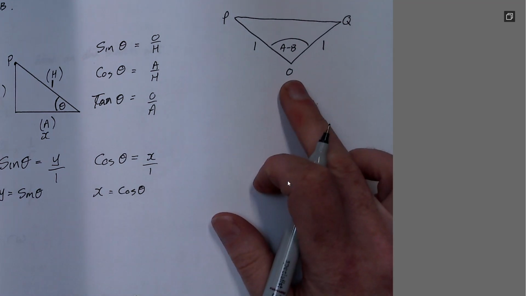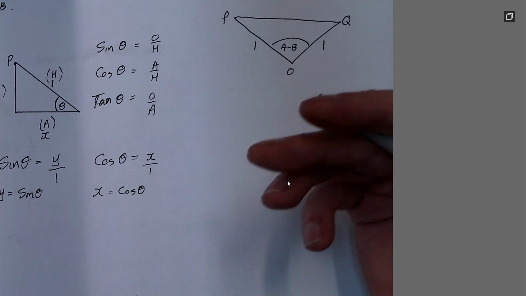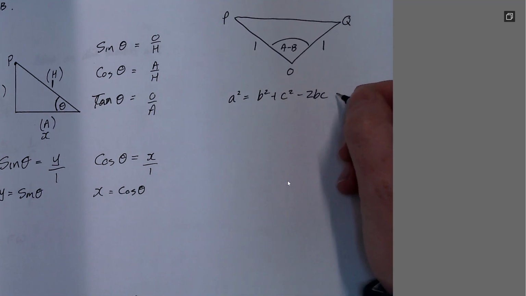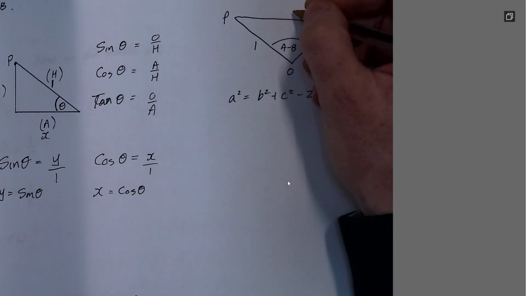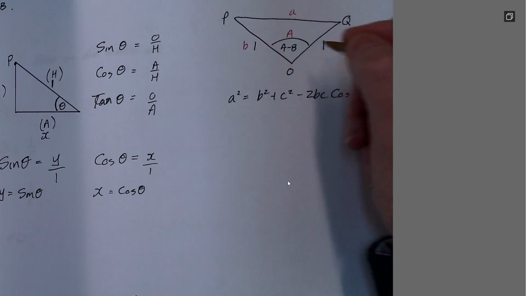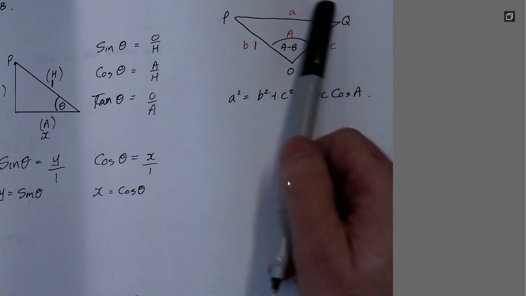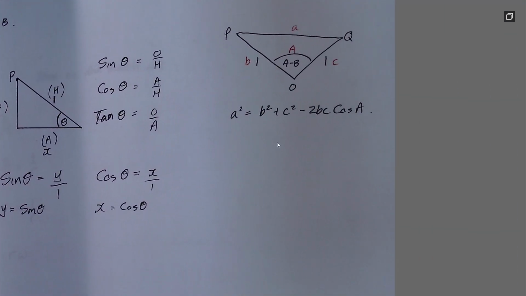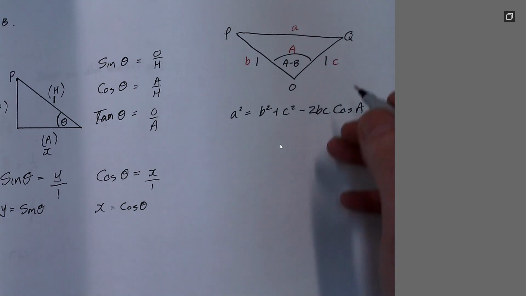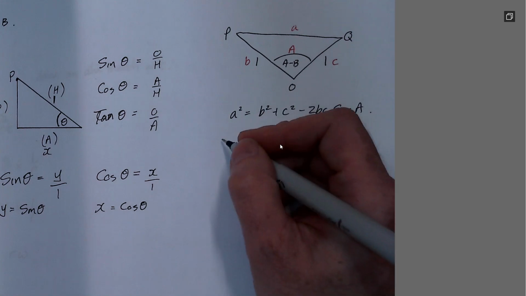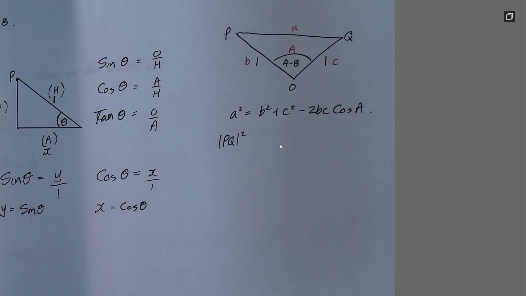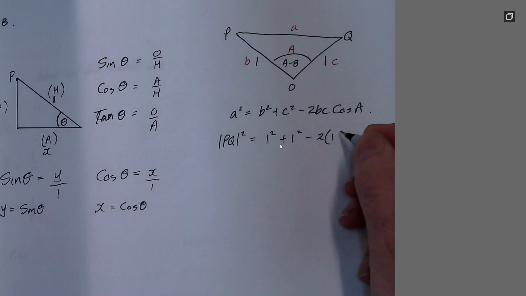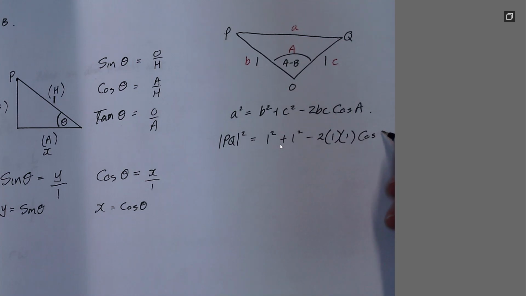Now we use the cosine rule. The cosine rule says a squared equals b squared plus c squared minus 2bc cos A. So for the triangle with sides of length 1, PQ in terms of the cosine rule: PQ squared equals 1 squared plus 1 squared minus 2 times 1 times 1 times cos of A minus B.